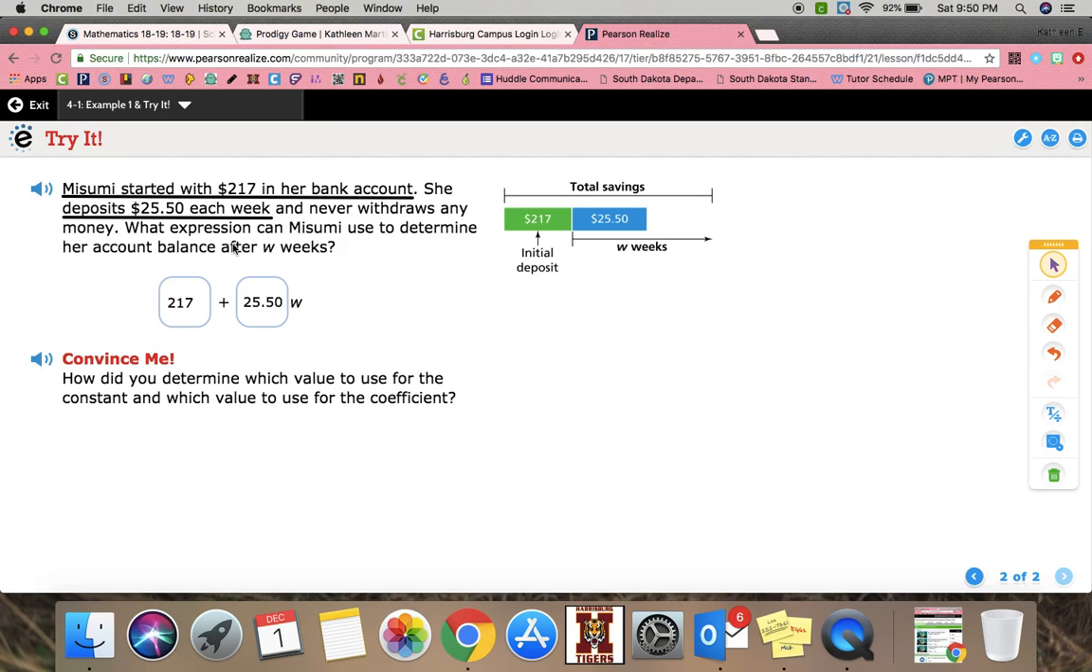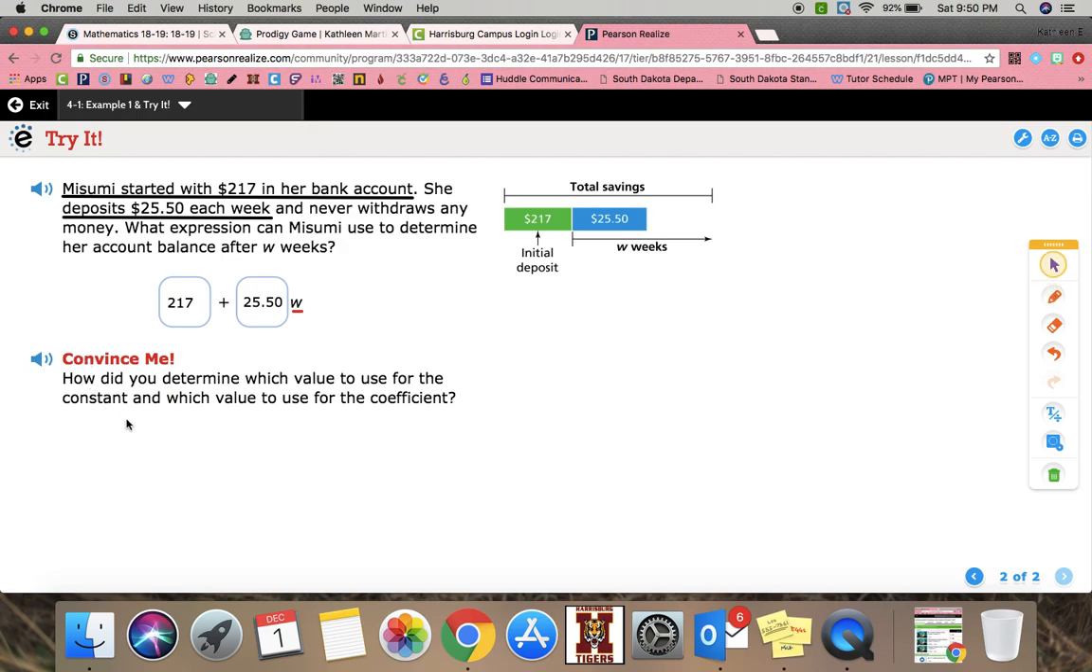So we've written our equation now. The way we would find out how much money Masumi has in her account after however many weeks, we can put in any number for this W here. We can put any number there and find out how much money she would have after that number of weeks. So that's how we write an equation.